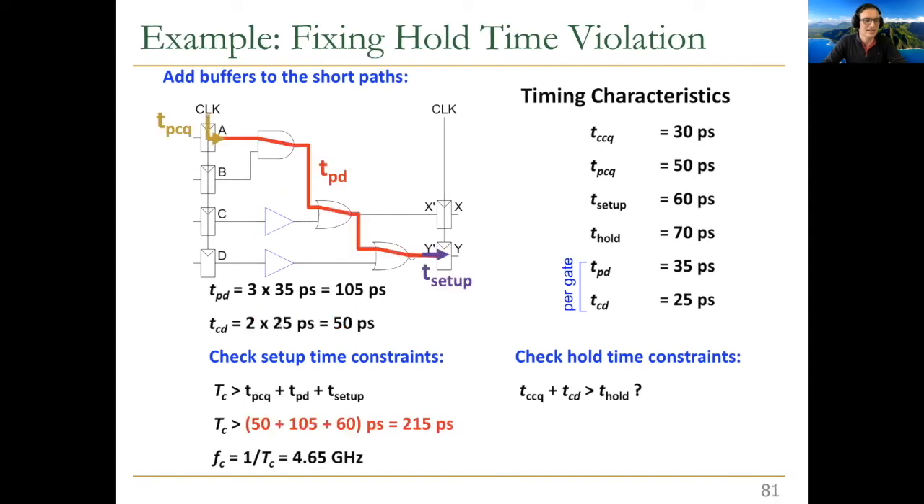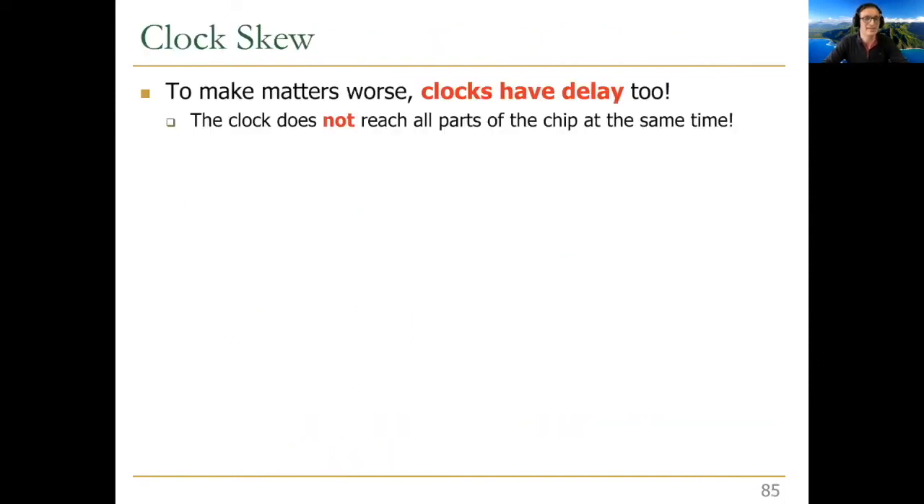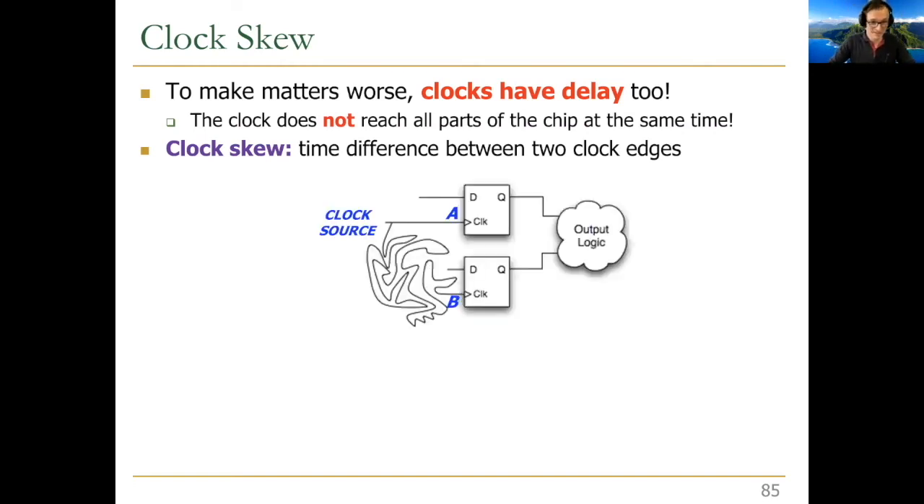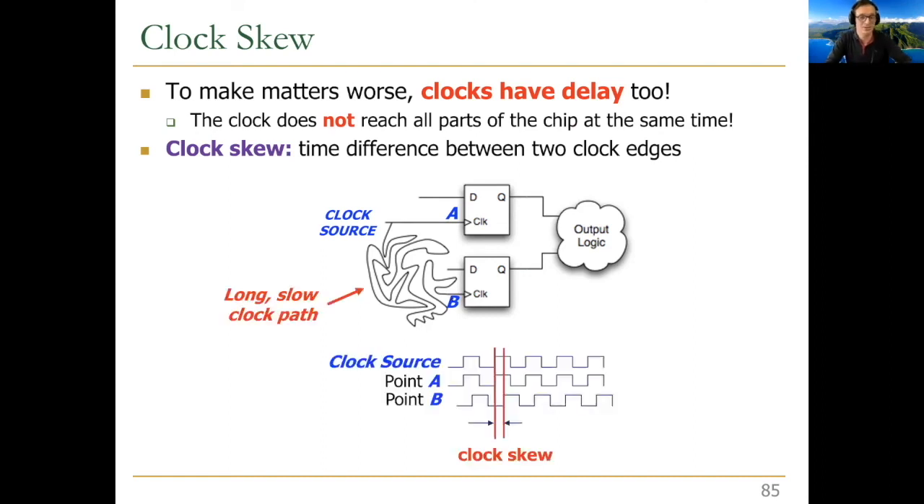There's a delay in the clock distribution in real systems, and the clock doesn't reach all parts of the chip at the same time. It may reach R1 a little bit earlier or later, depending on how it's distributed. Clock skew is the time difference between 2 clock edges that are input to different registers. You can see the clock source, and then it goes to register A and register B, and there might be a delay between the time the clock changes at A versus B, because of the way it's distributed. And that leads to a timing diagram that looks like this.